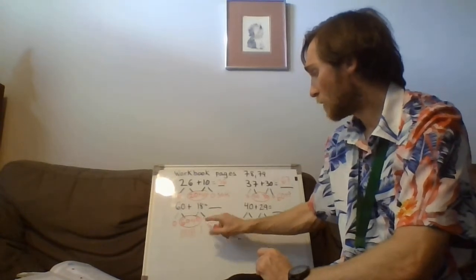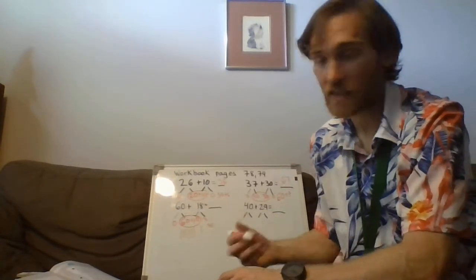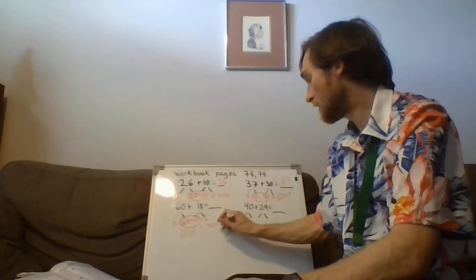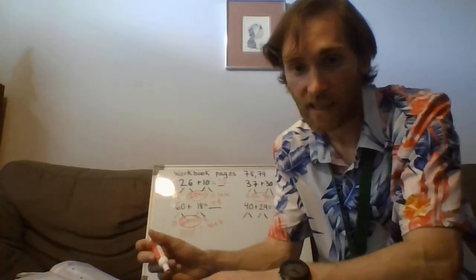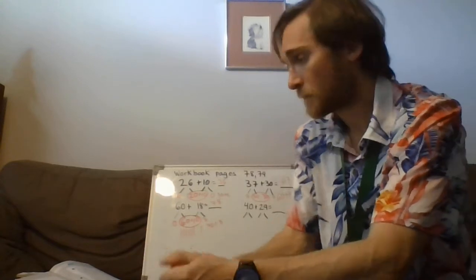70 plus the ones, which is just 8. 70 plus 8 is 78. So 60 plus 18 is 78.